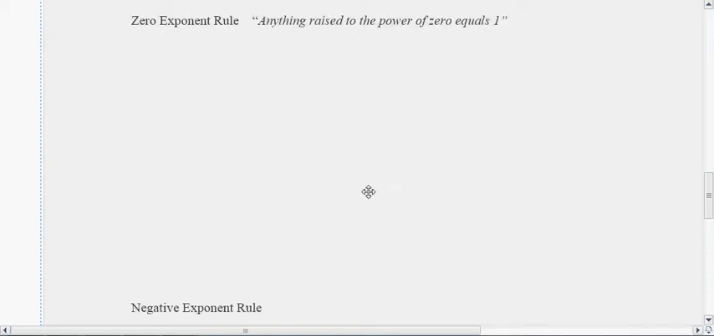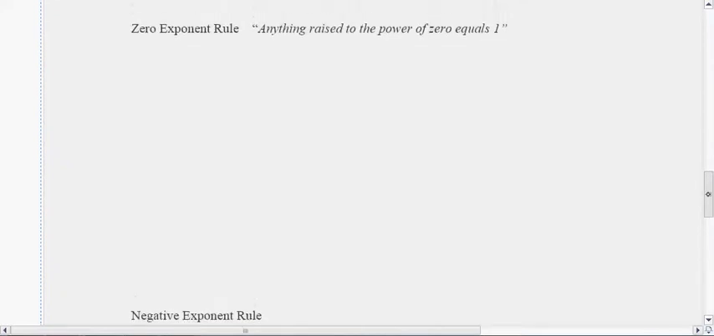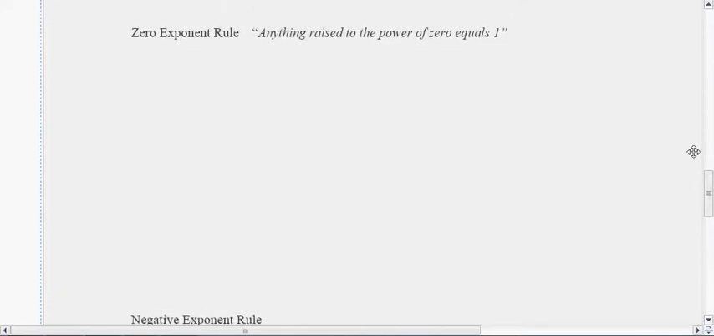So in this video, we're going to look at the rules for zero exponents and negative exponents. So zero exponents, the rule says that anything raised to a power of 0 equals 1. And if you think about exponent rules and the canceling we've done earlier, you can see why that makes sense.